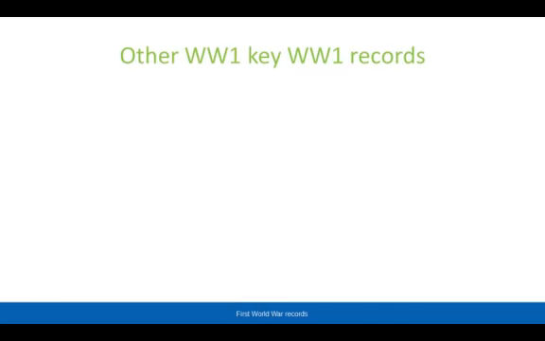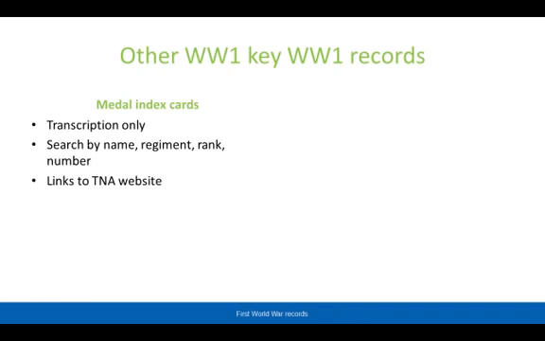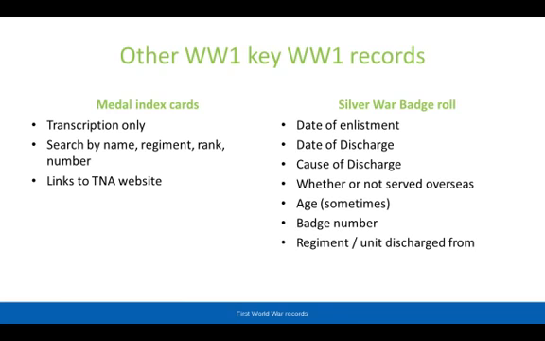So other key World War I record sets. Medal index cards. We have transcription only. You can search by name, regiment, rank and number, and that links to TNA website. Images. Silver War Badge Roll, again, transcription only. Date of enlistment, discharge, cause of discharge, whether or not served overseas, the age of the man sometimes, the badge number, and the regiment or unit discharged from.